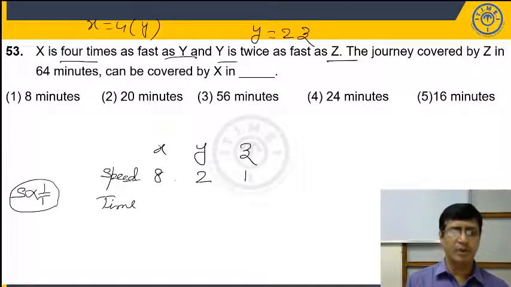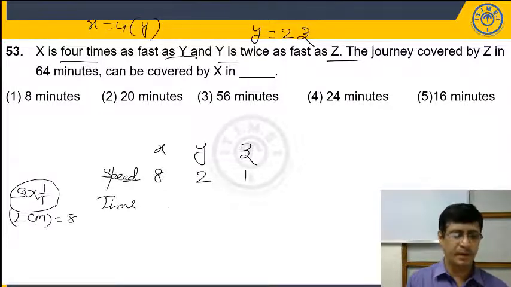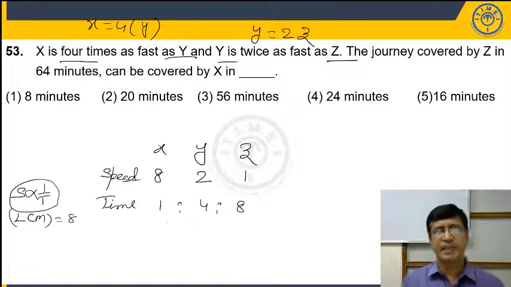So how much is the LCM of all these values? LCM of all these values, 8, 2 and 1. The LCM is 8 only. So 8 it goes 1 time, 2 it goes 4 times, 1 it goes 8 times. So what is the ratio of their timing? 1 is to 4 is to 8.